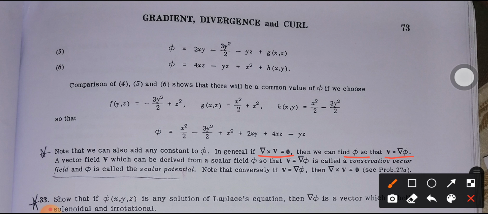And in this case, when v is equal to del of phi, or the gradient of the scalar function phi, the vector is named a conservative vector, and the scalar function phi is named a scalar potential.